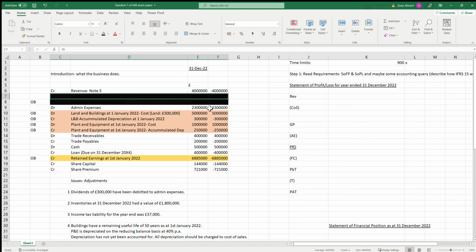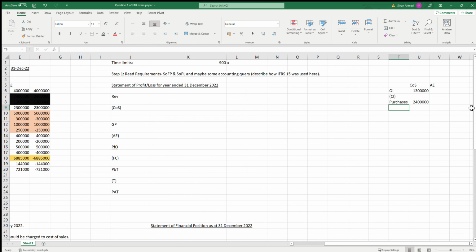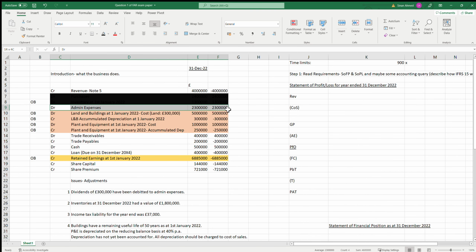Next we have admin expenses, which is 2.3 million. So admin expenses is 2.3 million. Okay. Oh wait, I put 2.3 million here, and then that's us done. There might be some further adjustments to do, but we've got some marks at least through populating these.